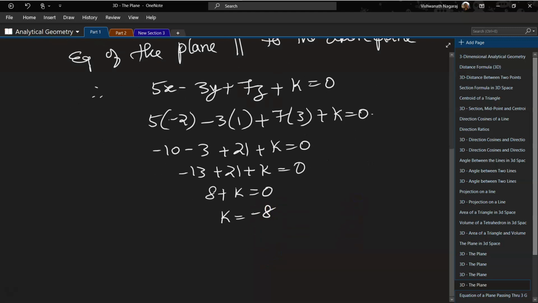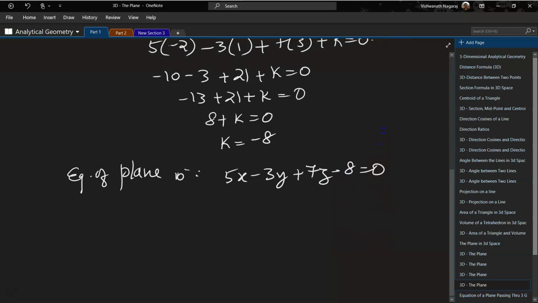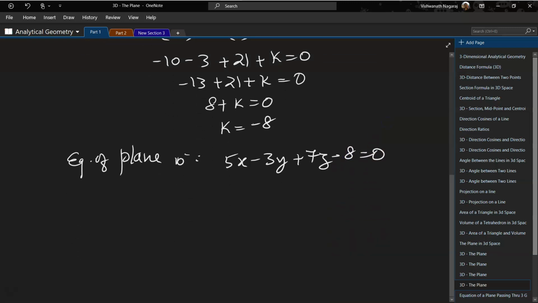And now just substitute this back in the equation. So the equation of the plane is 5x minus 3y plus 7z minus 8 equal to 0. And let's do a little bit lengthier kind of problem.